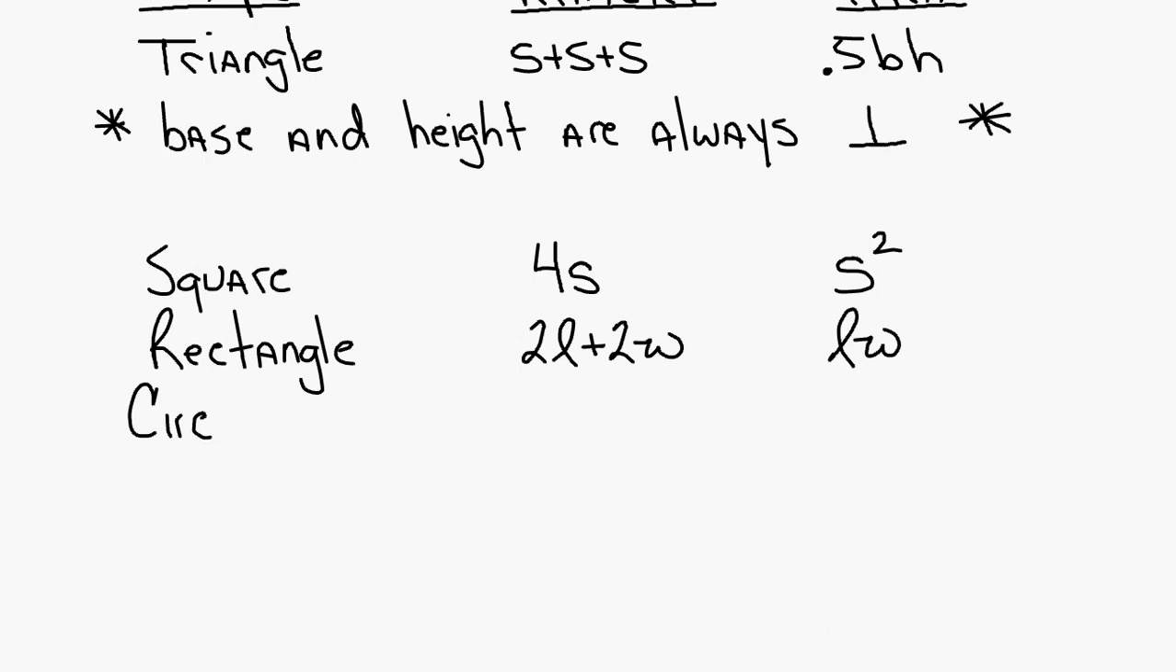In a circle, the perimeter is also known as the circumference. There are 2 formulas for the circumference of a circle. One of them is 2 times pi times the radius. The other one that you can use is pi times the diameter. Either one, you're going to get the same answer, because isn't the diameter just 2 times the radius? The area of a circle is equal to pi times the radius squared. You have to square the radius before you multiply it by pi.